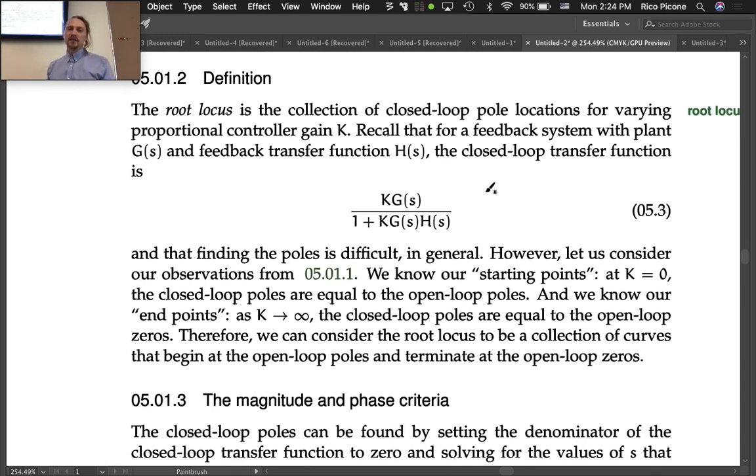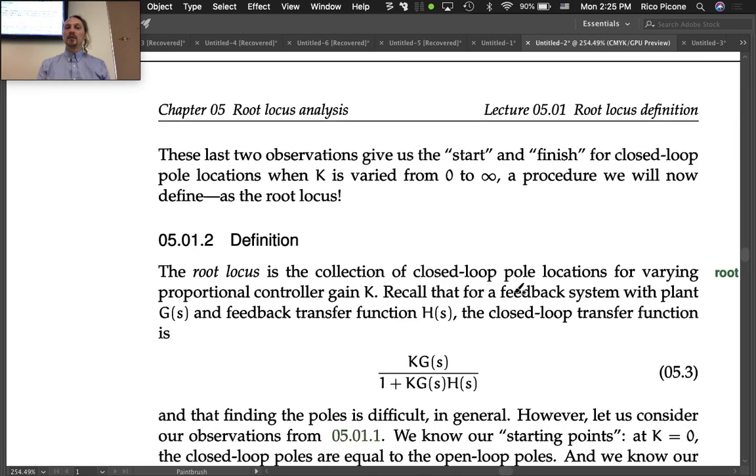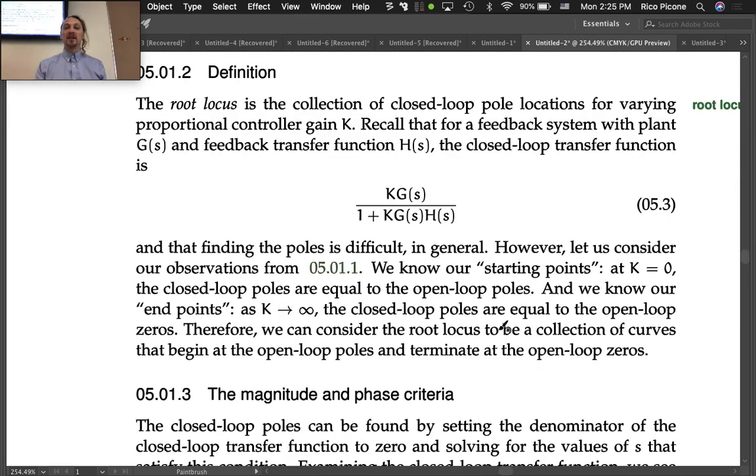And we also learned that finding the poles is difficult in general. However, let us consider our observations from 5.1.1. We know our starting points: at k equals 0, the closed loop poles are equal to the open loop poles. So that's a good start. The open loop poles don't depend on the gain, so we can just find them. And we know our endpoints. As k goes to infinity, the closed loop poles are equal to the open loop zeros. So we also know what those are. Those also don't depend on the gain.